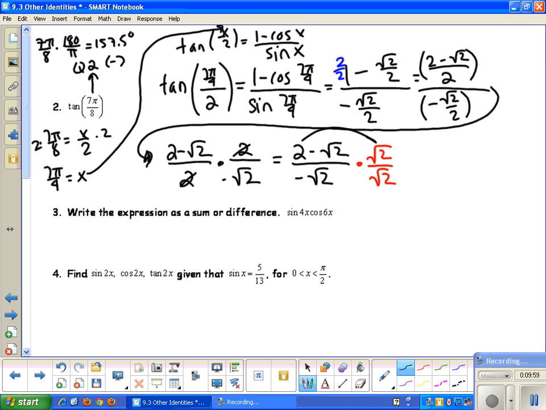So then I want to distribute. And when I do that, I get 2 root 2 minus root 2 times root 2 is root 4, which is just minus 2, over, again, root 2 times root 2 is root 4, so minus 2. And then we can factor out 2 from my numerator.